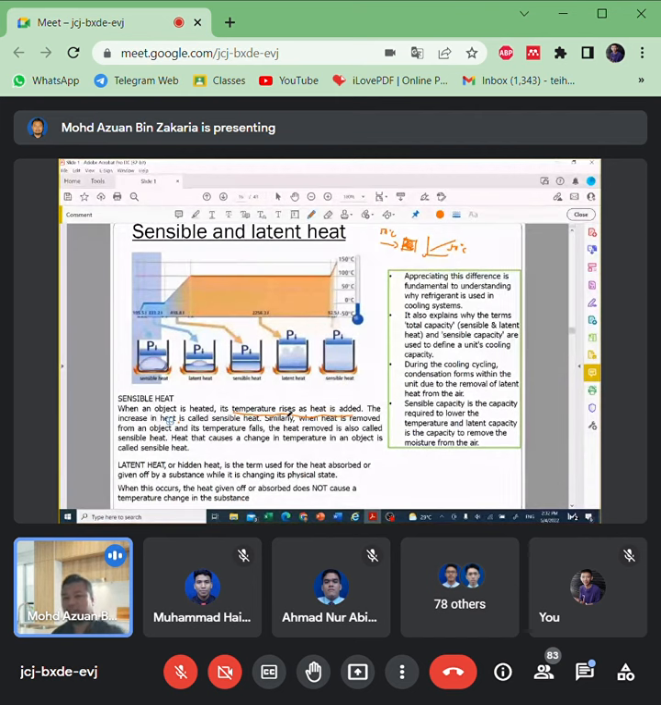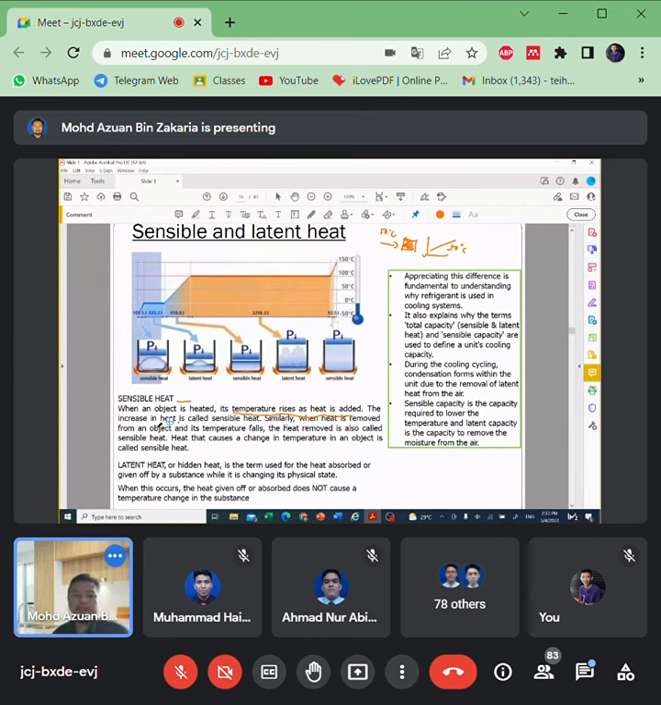Temperature rises as heat is added, or temperature reduces when heat is removed. So the heat directly changes the temperature. We call it sensible heat. Similarly, when heat is removed from an object and its temperature falls, the heat removed is called sensible heat. Everything is about instant increase or instant reduction of temperature when heat is added or removed. That is sensible heat.